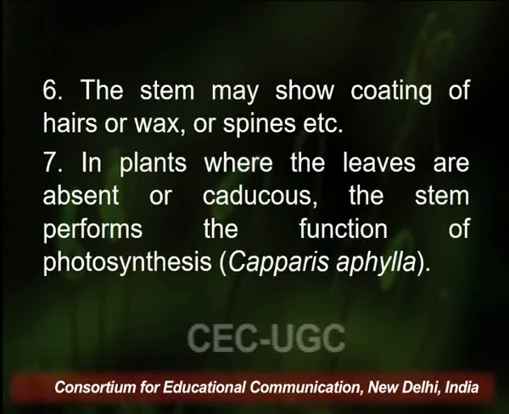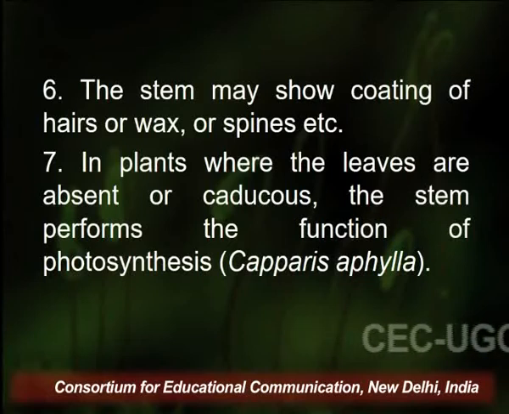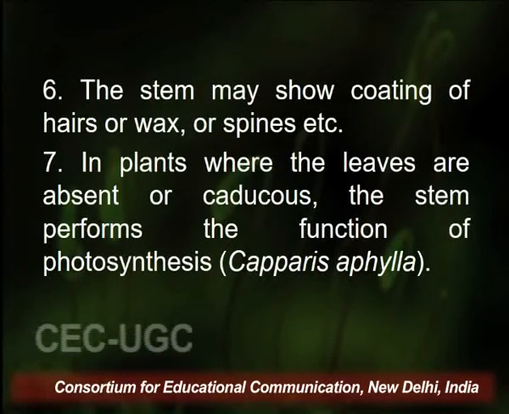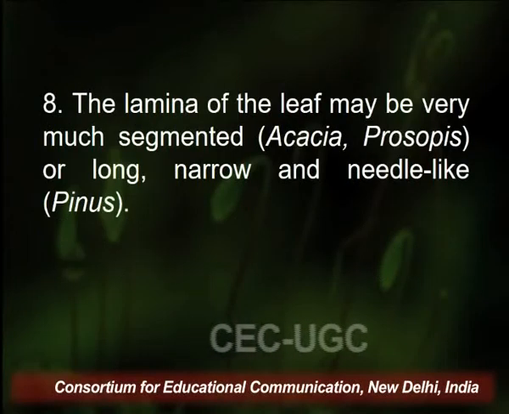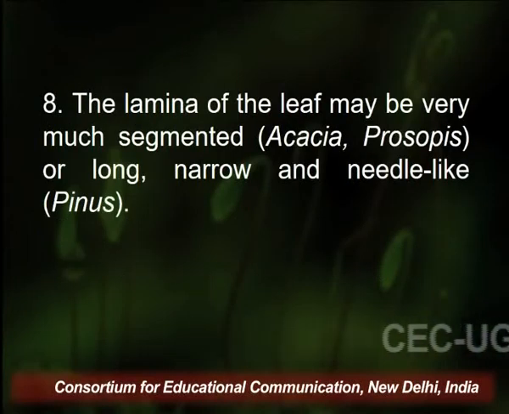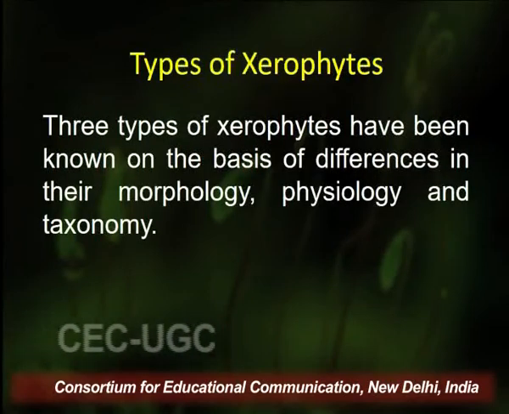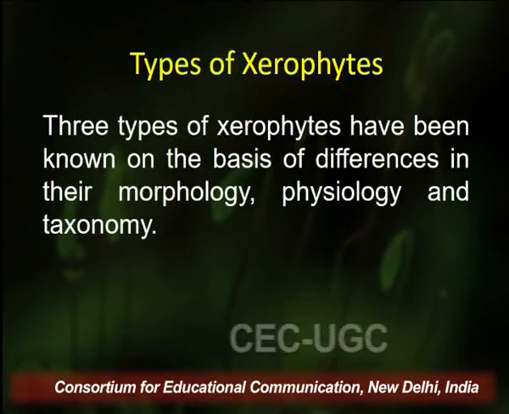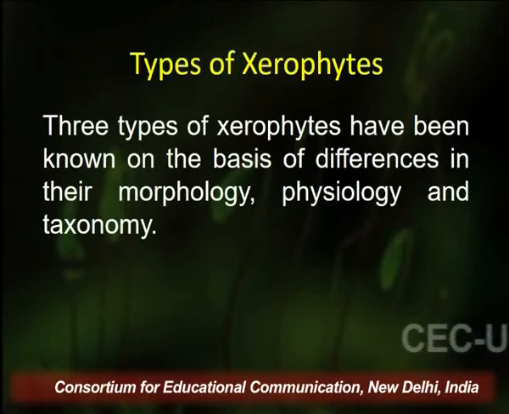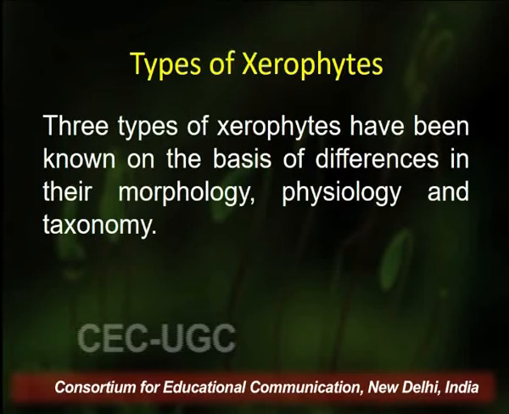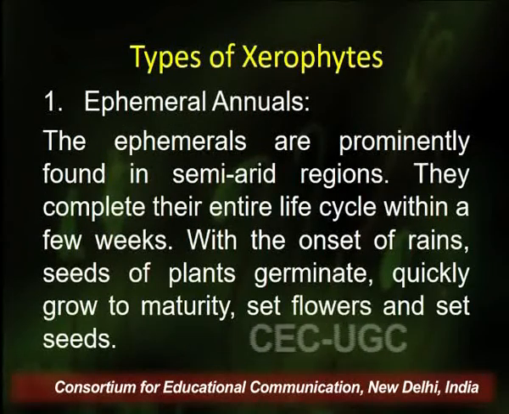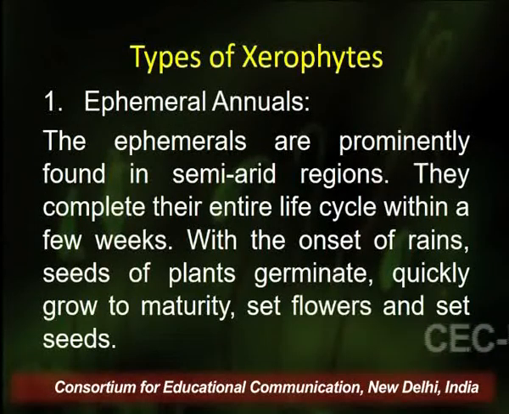In plants where the leaves are absent or caducous, the stem performs the function of photosynthesis, such as in Capparis aphylla. The lamina of the leaf may be very much segmented, as in Acacia or Prosopis, or long, narrow and needle-like, as in Pinus. There are various types of xerophytes. The three main types of xerophytes that have been known on the basis of differences in their morphology, physiology and taxonomy are ephemeral annuals. The ephemerals are prominently found in semi-arid regions.